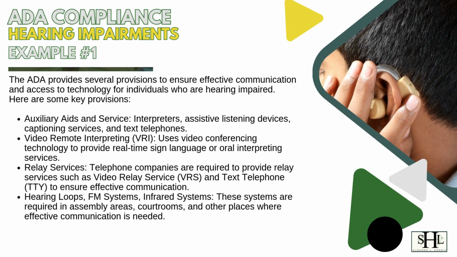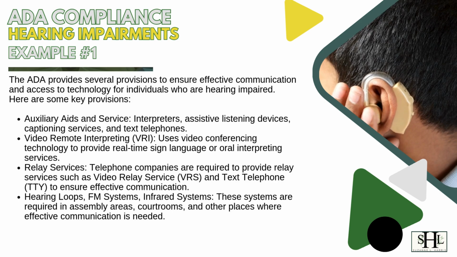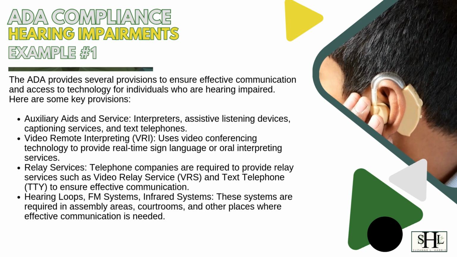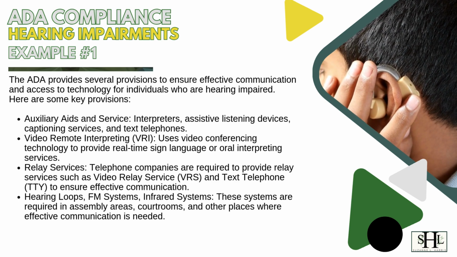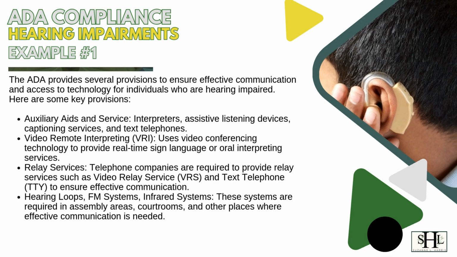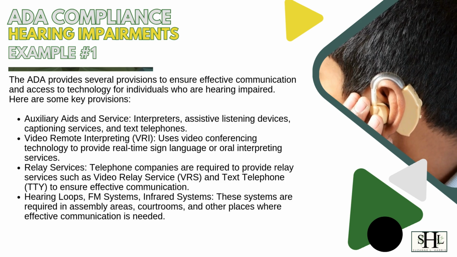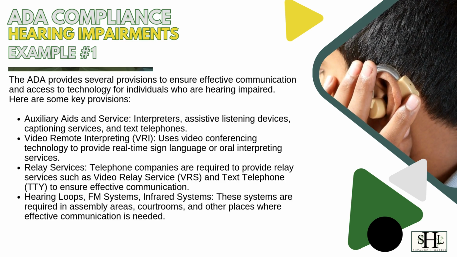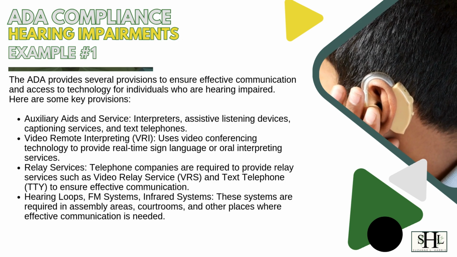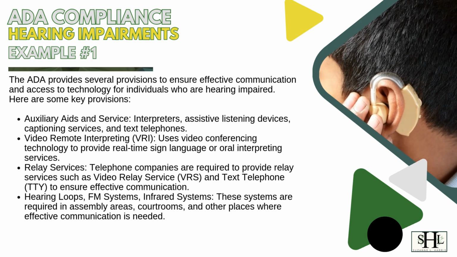The first of the three applications of the universal design for instructional messages includes being able to accommodate for hearing impairments. The ADA provides several provisions to ensure effective communication and access to technology for individuals who are hearing impaired, and here are some key provisions. So, individuals may use auxiliary aids and services such as interpreters, assistive listening devices, captioning services, and text telephones.